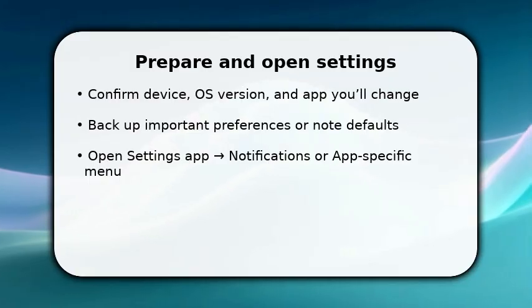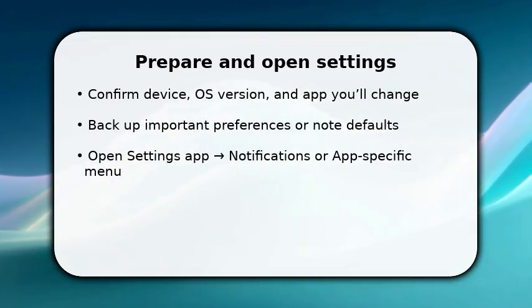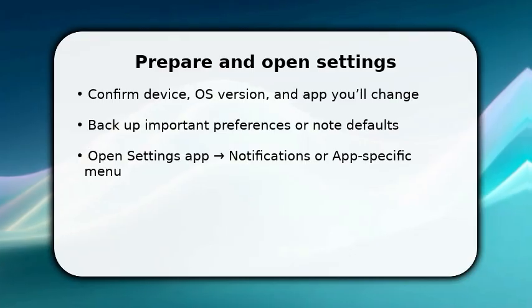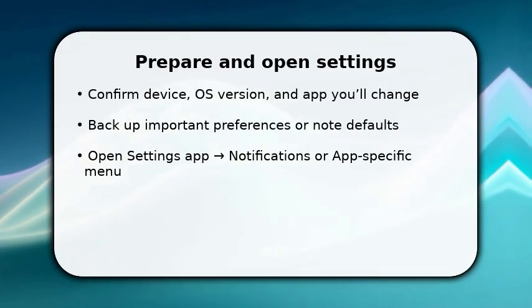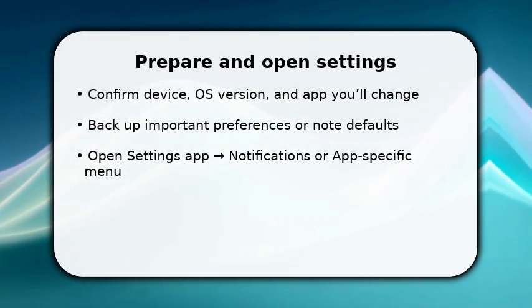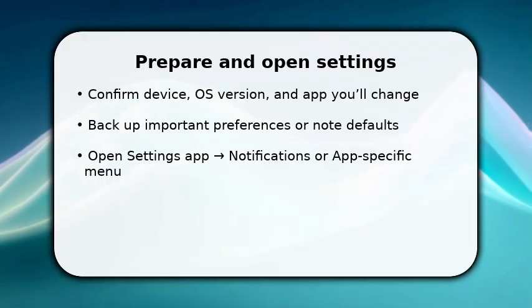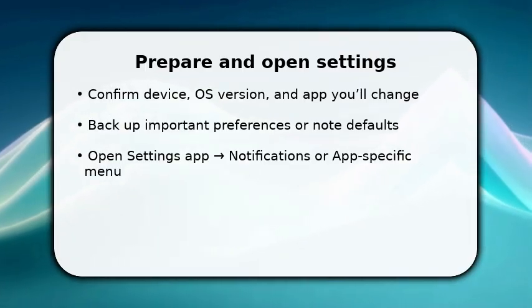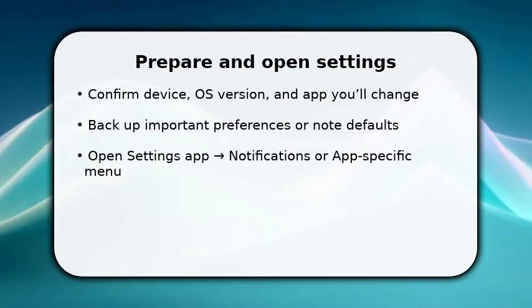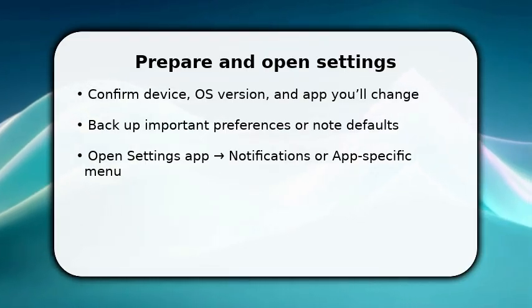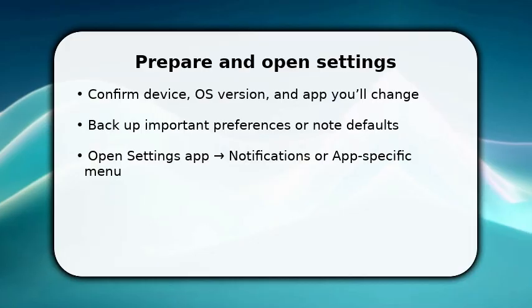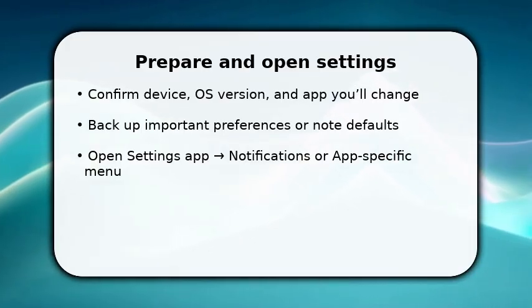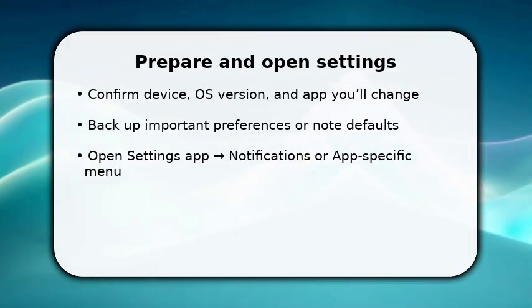You start by confirming the device and app you'll modify so you don't change the wrong profile. Once done, back up or note current preferences to restore if needed. Next, open your device settings and tap Notifications, or open the app settings if it manages notifications itself. Make sure to grant settings access when asked. These actions get you into the right control panel quickly so you can change channels, sounds, or banners without guessing.